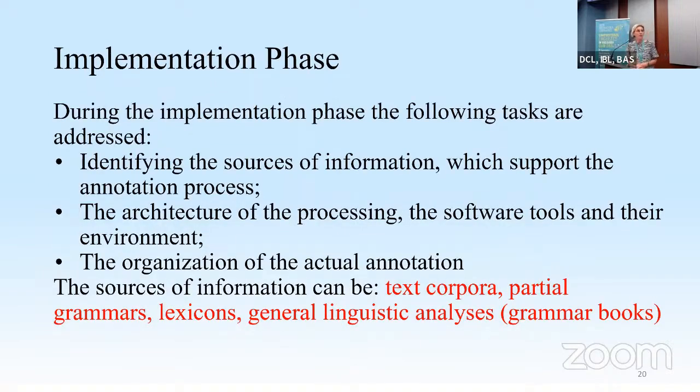Okay, implementation phase. We should identify the sources of information which support the annotation process, whether it's a grammar implementation or just pre-processing plus full syntax that we want to annotate, the architecture, the software, the organization of this annotation. And here we could have the text corpora, partial grammars, the chunkers that are very important, general linguistic analysis, grammar books. It is very important. In our case, we consulted all the books that were available at the time.